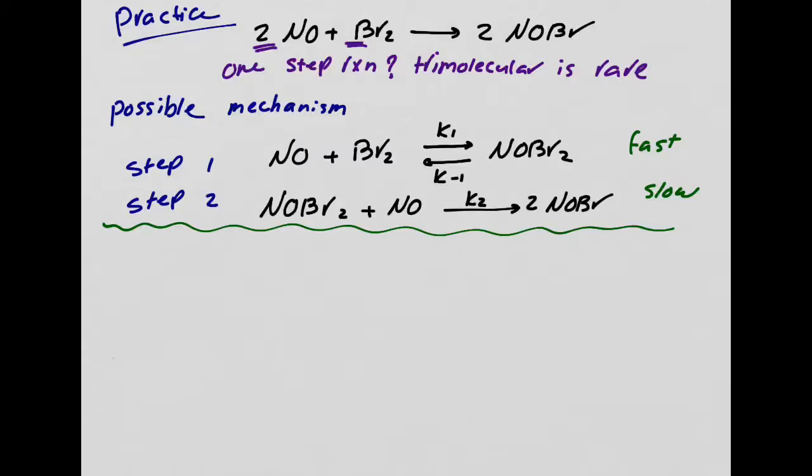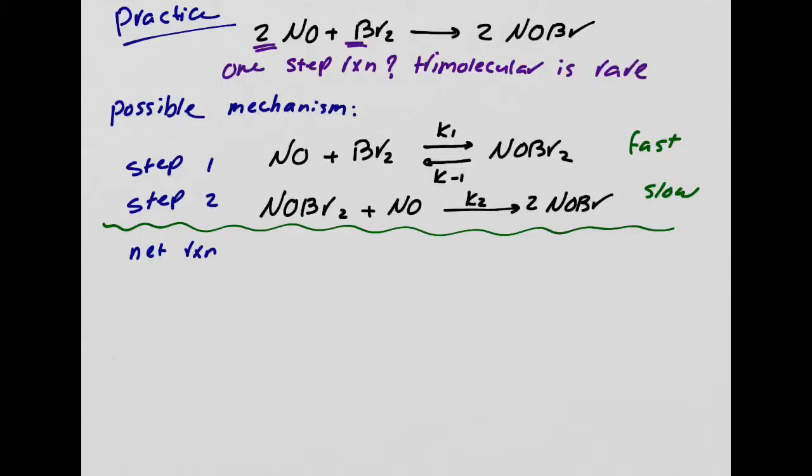Okay. This is a possible mechanism. Now, the first thing that I want you to do is write the net reaction. Convince yourself that if we add up these 2, this is what we get. Don't ever take my word. Don't trust me. Add up these 2 and convince yourself that you are going to get the same net reaction.